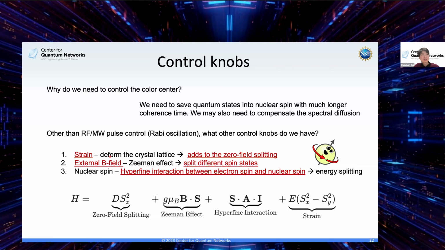The first thing I want to talk about is strain, which causes deformation of the crystal lattice and can add to the zero field splitting. If you look into this Hamiltonian, you will see the zero field splitting is this term. If you add strain here, you can make the zero field splitting different. The Zeeman effect is proportional to your external B field strength, and the hyperfine interaction is determined by how well your nuclear spin orbital overlaps with your electron spin. I'll go forward.